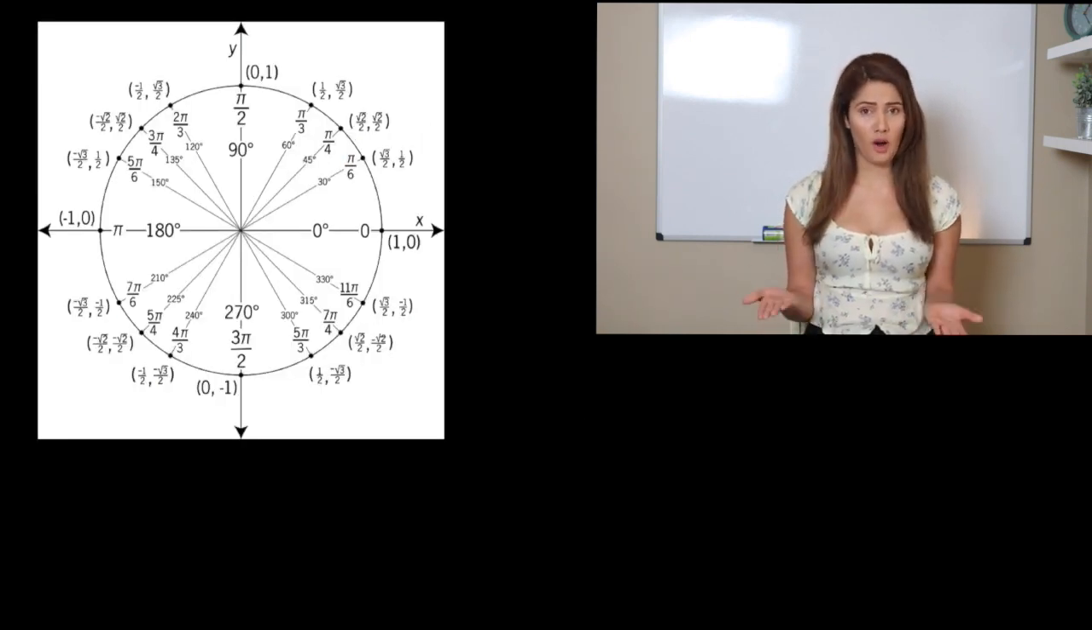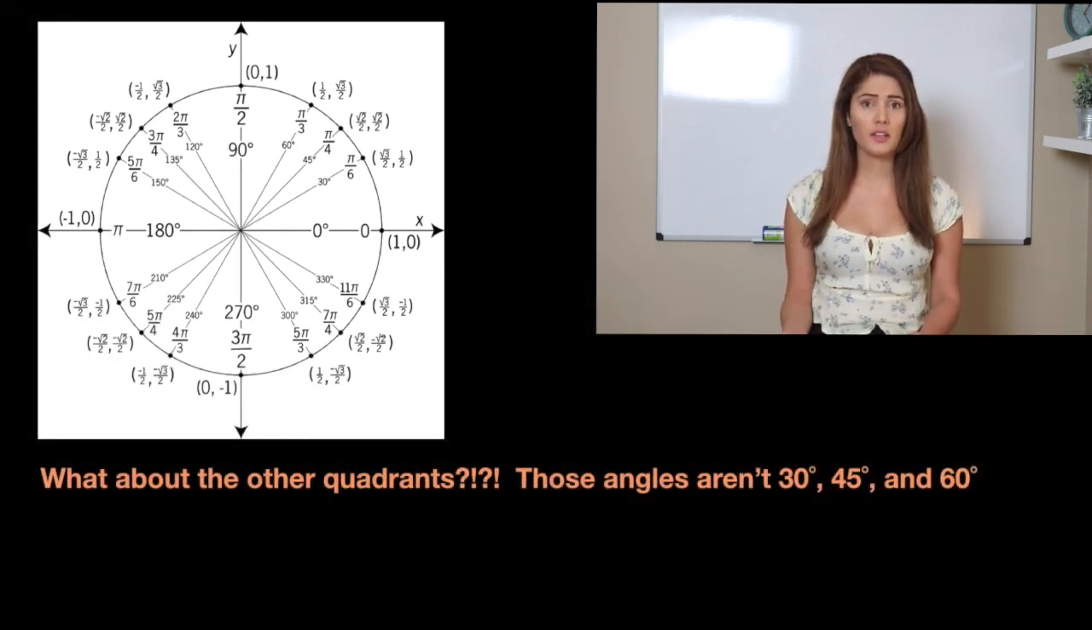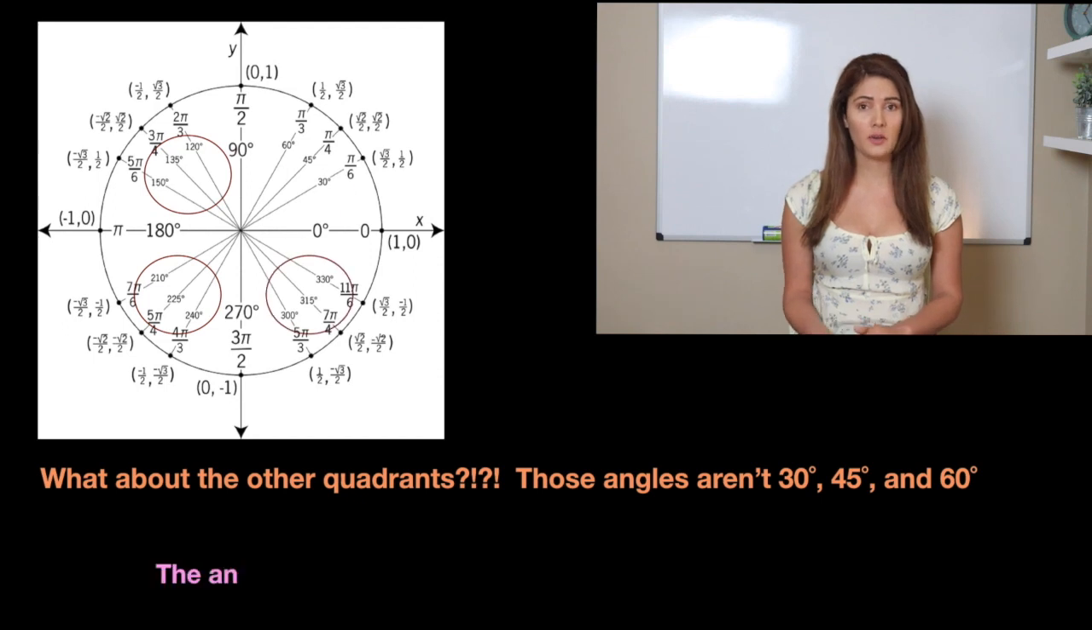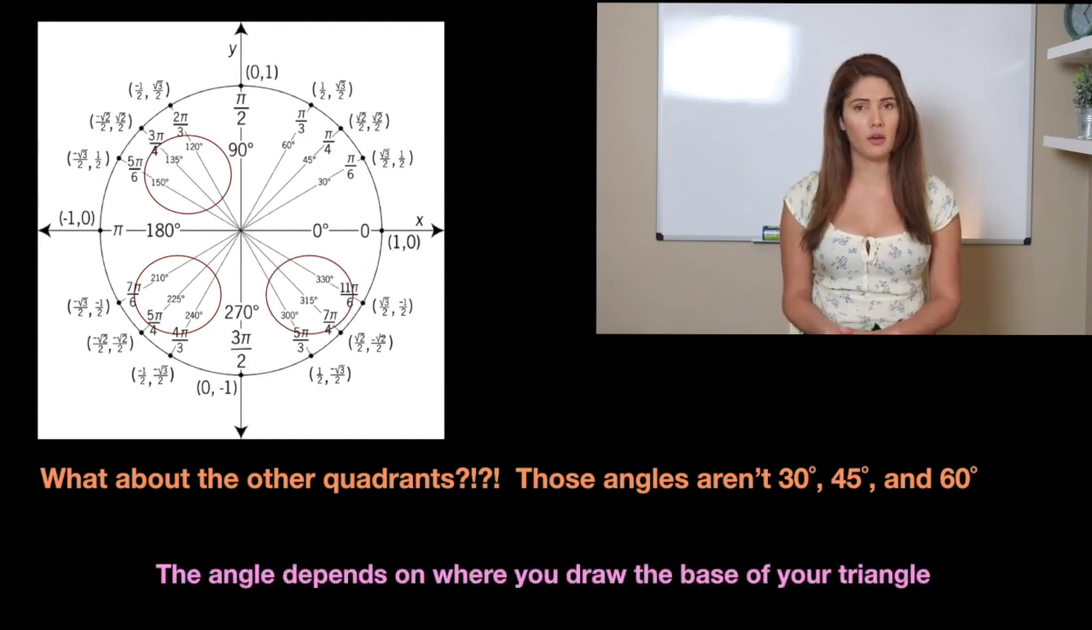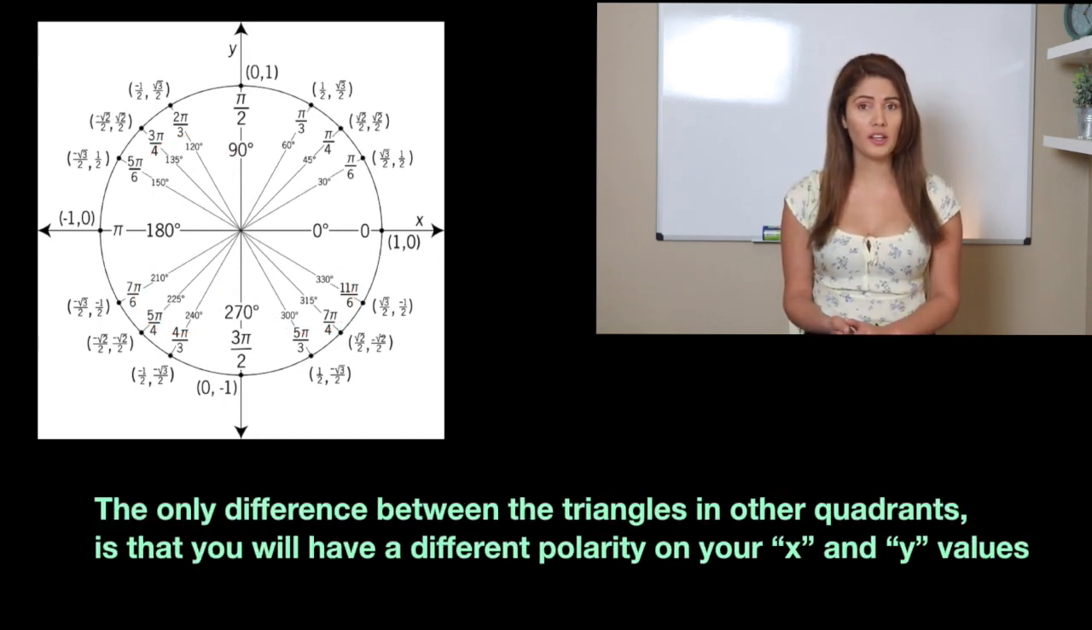So what about the other quadrants? Those angles aren't 30 degrees, 45 degrees, and 60 degrees. Well, it's a little more complicated than that. So it depends on where you draw the base of your triangle. So for example, quadrant 2, if we draw the base of our triangle at 180 degrees, and we draw our triangle to 150 degrees, we're going to subtract 150 from 180, which would give us 30 degrees for theta. So if you notice, all values for x and y on the circle are similar in all 4 quadrants. The only difference is the polarity.